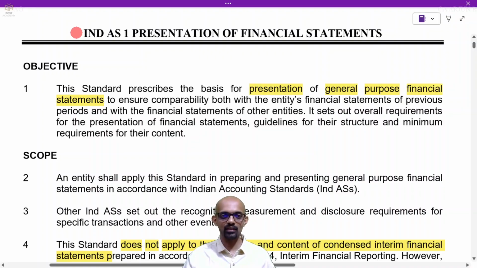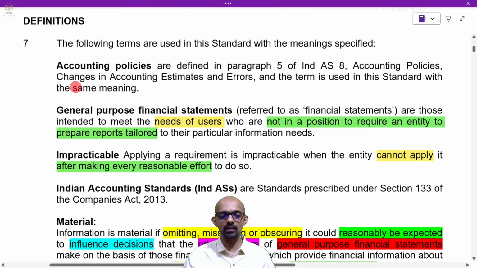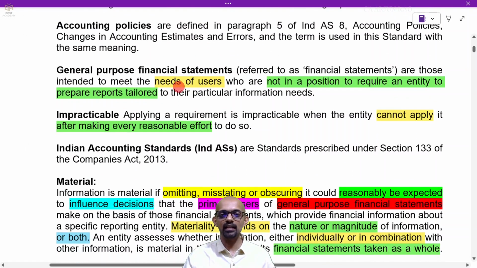So, Ind AS 1, as we all know, is mainly a presentation based standard. It prescribes a presentation basis for general purpose financial statements. What are general purpose financial statements? That meet the needs of users who are not in a position to require an entity to prepare reports tailored to their particular information needs.